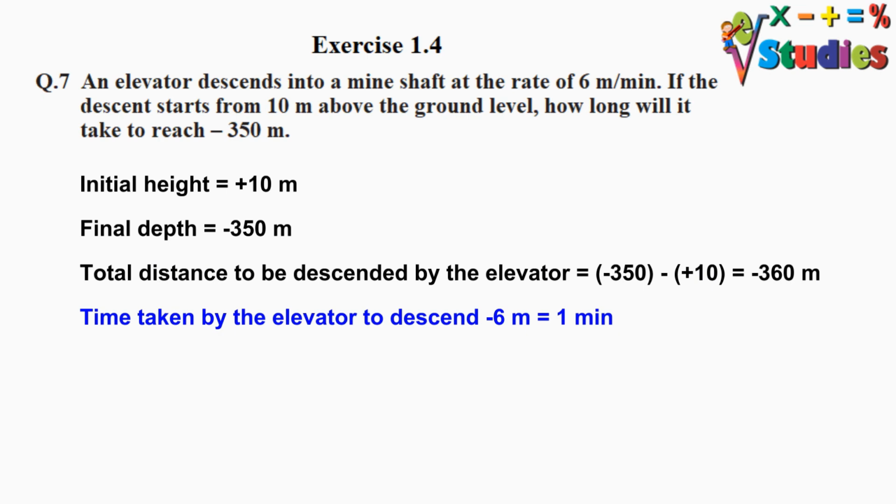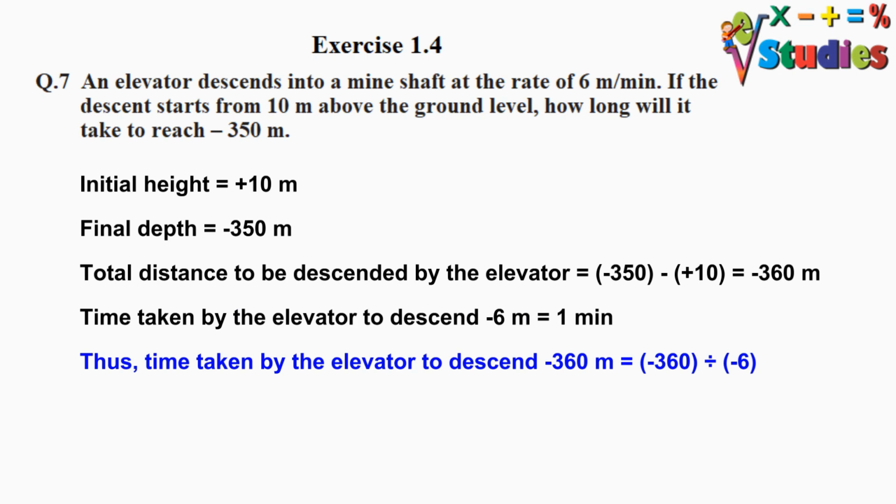It is also given here that it can descend 6 meters in 1 minute. The total distance the elevator has to descend is 360 meters. So negative 360 divided by negative 6 will give us 60 minutes, and 60 minutes is equal to 1 hour. So the elevator will take 1 hour to go down 360 meters below its original position.